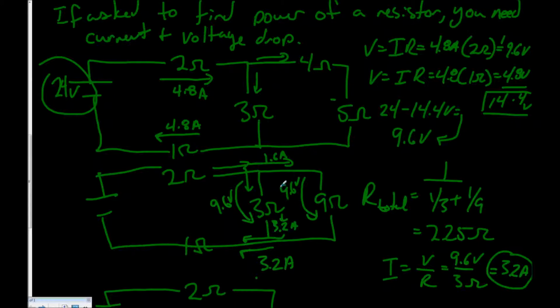Could I not just use 9.6 volts across a 9 ohm resistor? Is that going to work? Does that give us the right math? Hope it does.